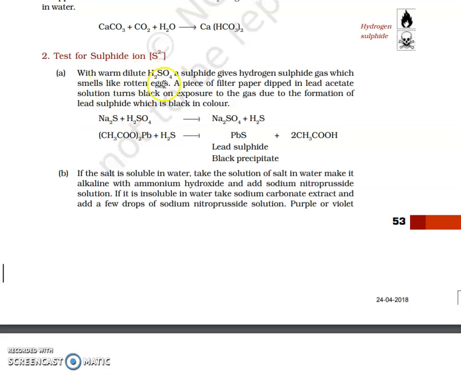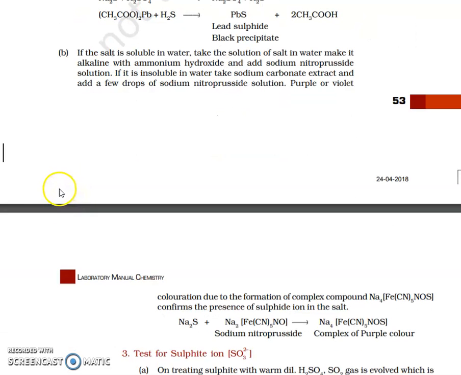Test for sulfide ion. With warm dilute sulfuric acid, sulfide gives hydrogen sulfide gas, which smells like rotten eggs. A piece of filter paper dipped in lead acetate solution turns black on exposure to the gas due to the formation of lead sulfide, which is black in color. So Na2S plus H2SO4 gives sodium sulfate and H2S, and lead acetate with H2S gives PbS, lead sulfide, a black precipitate.